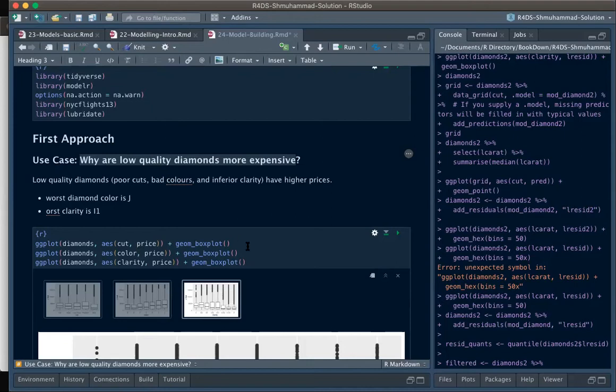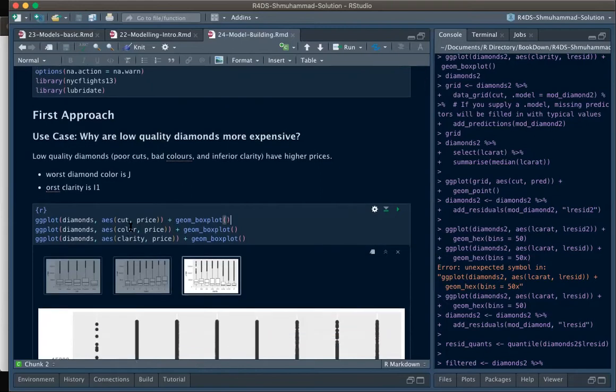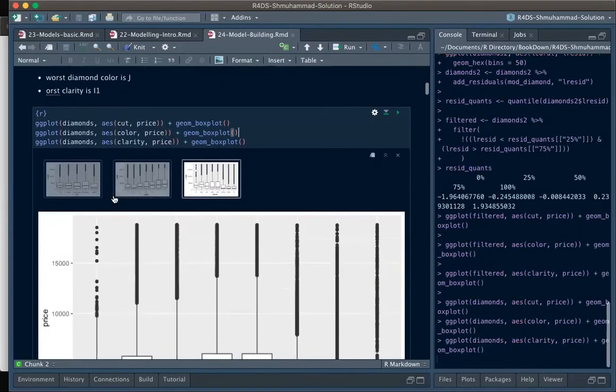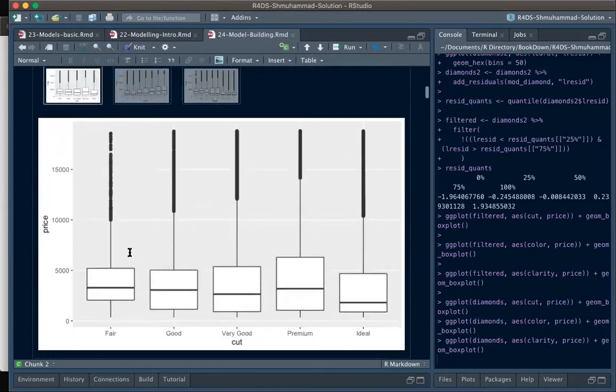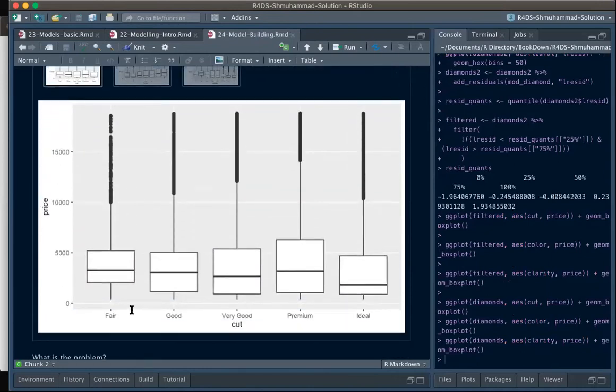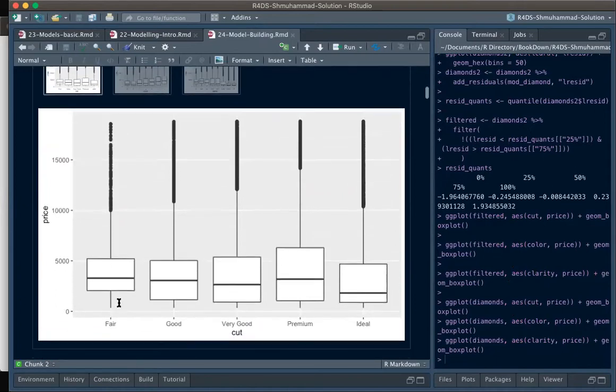So let's look at this and see how the data looks. This is the data set, and we have different variables that indicate the quality of the diamond, and we have price along here. Let's look at the box plot to see what these are telling us. If we look at the first one here, we can see that it ranges how good the diamond is, increasing in this way, and this is the price.